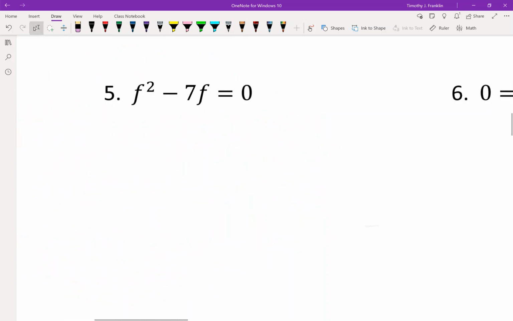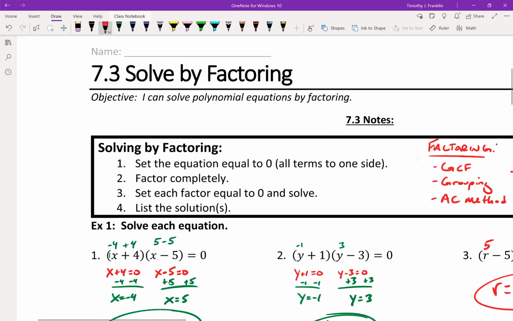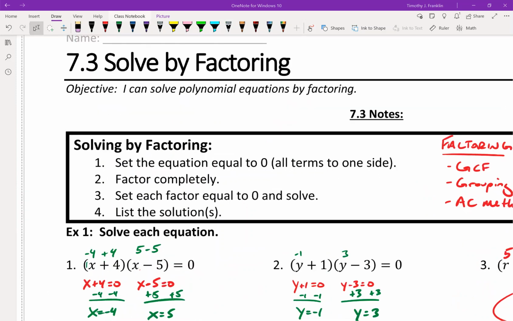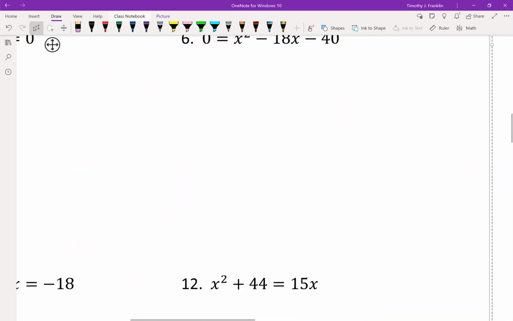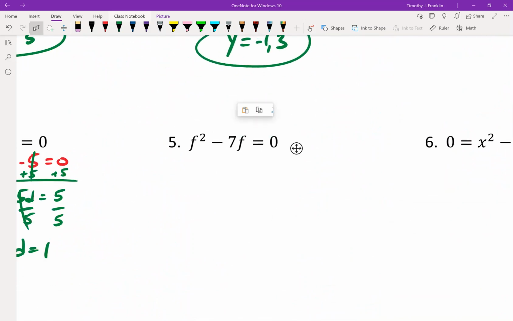Now, for the rest of these, I think we'll need to do some factoring ourselves. So on number 5, we have f squared minus 7f equals 0. We have to factor this polynomial. First, our first step is to set the equation equal to 0. And so we want to make sure that that is accomplished. And I think it is here on number 5. We have it set equal to 0 already. So now all we need to do is factor the polynomial.